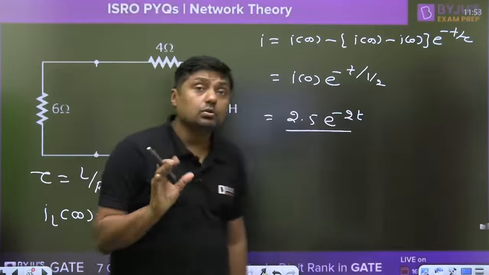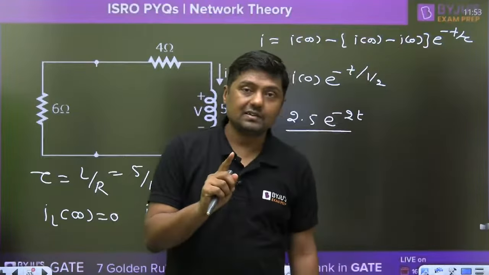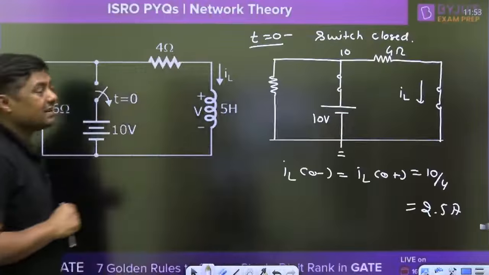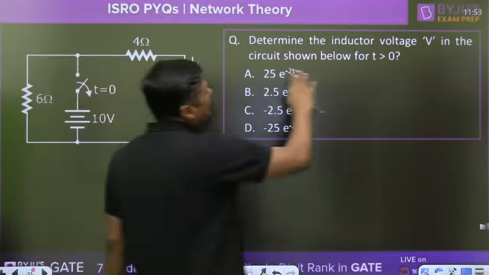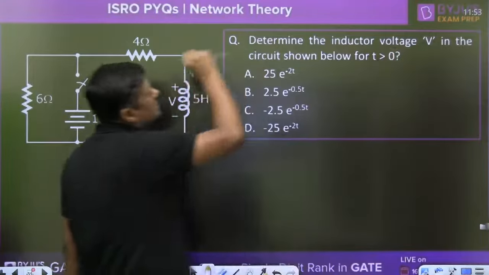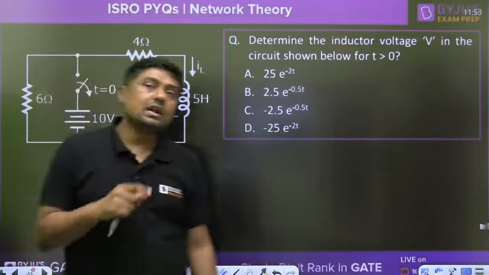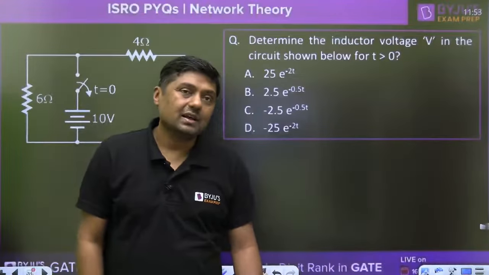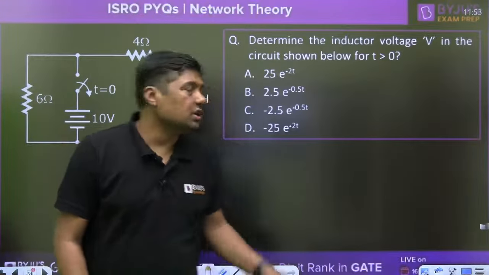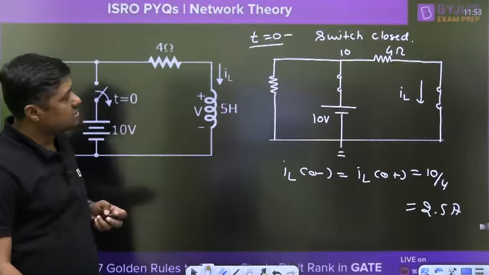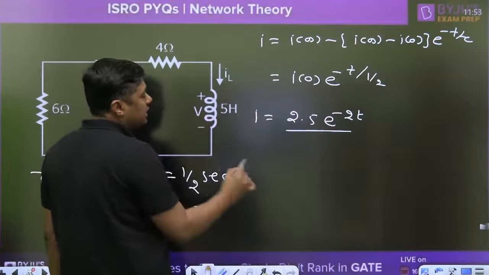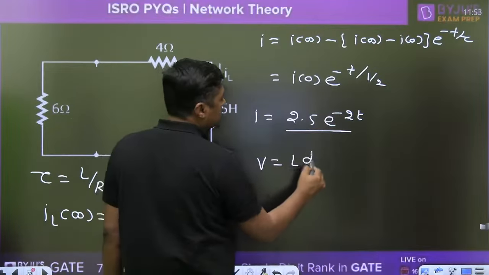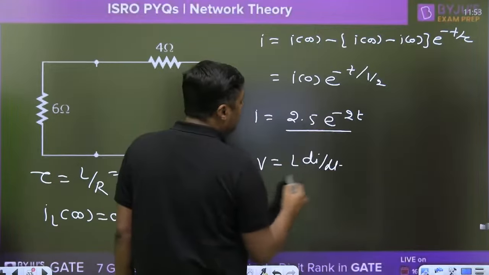I have given you the current, not the voltage, right? So what is asked here? You will write the 2.5, but what is asked here? Actually, determine the inductor voltage V in the circuit shown below. Inductor voltage is required, guys. If the inductor voltage is required, we have to find it from the current here. This is not the voltage, this is the current. What is the voltage across the inductor? L di by dt.